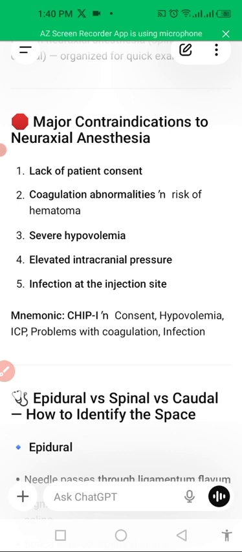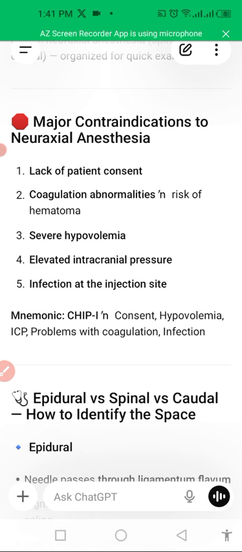And if the patient has hypovolemia or low blood pressure, neuroaxial anesthesia is contraindicated because it can cause worsening hypotension due to sympathetic blockade. And if there is coagulopathy, any platelet deficiency, any clotting factor deficiency, we do not have to do neuroaxial anesthesia. Or there is severe hypovolemia, elevated intracranial pressure, road traffic accidents, brain injury, intracranial hemorrhage, which can result in contraindication, and no neuroaxial anesthesia should be performed.